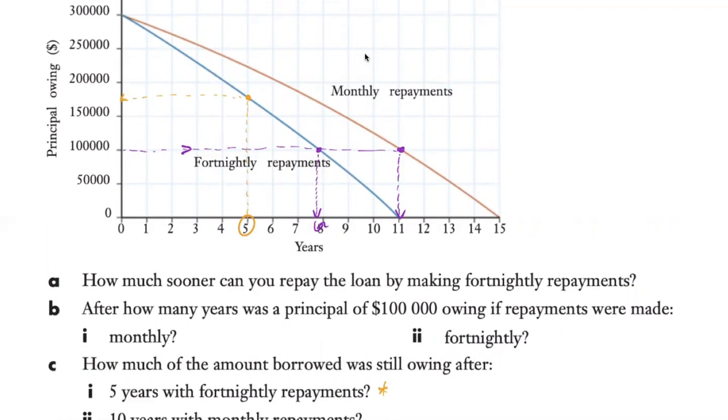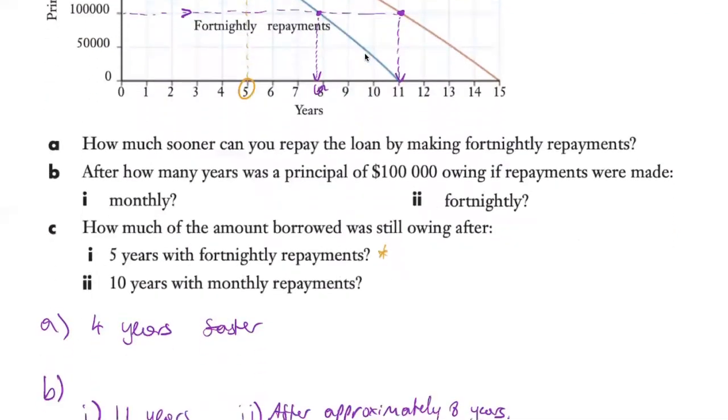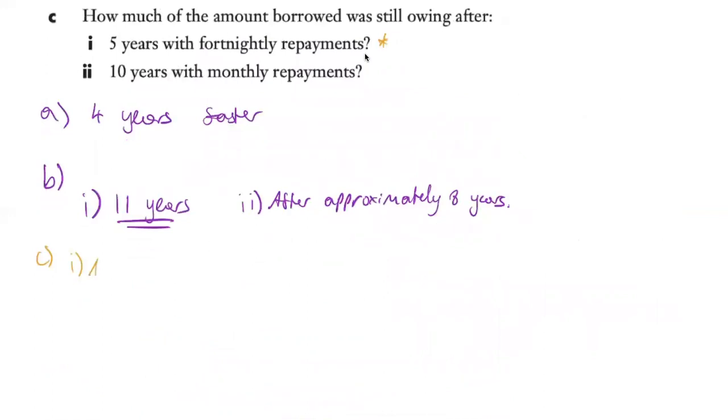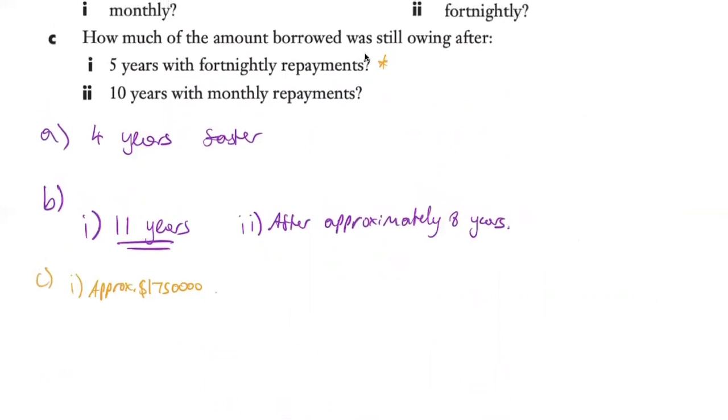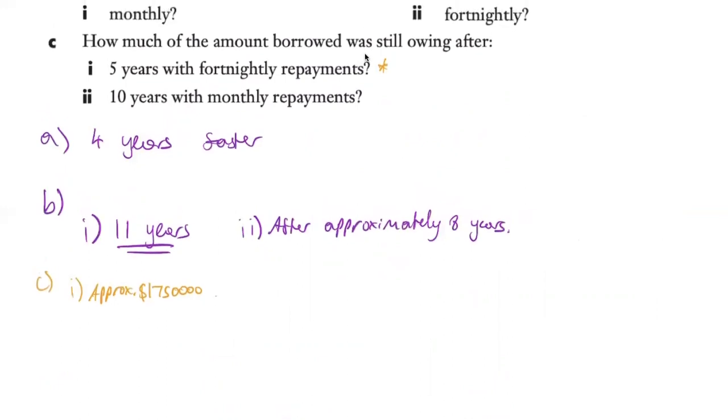So what that tells us is after 5 years with fortnightly repayments, we were still owing around about $175,000 on our loan as a rough approximate. So we would say approximately $175,000 was still owed on the principal, on the amount that we borrowed.